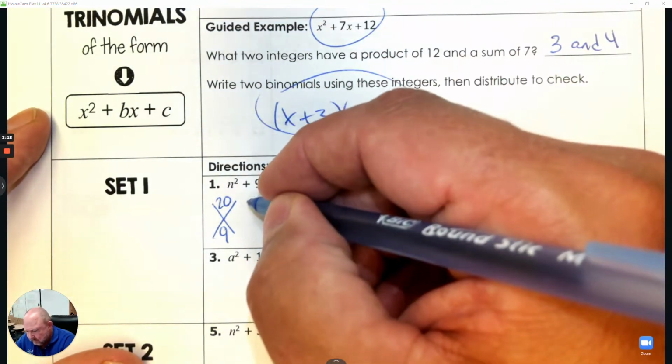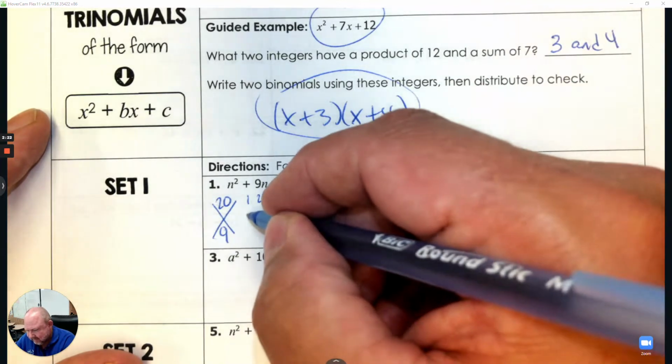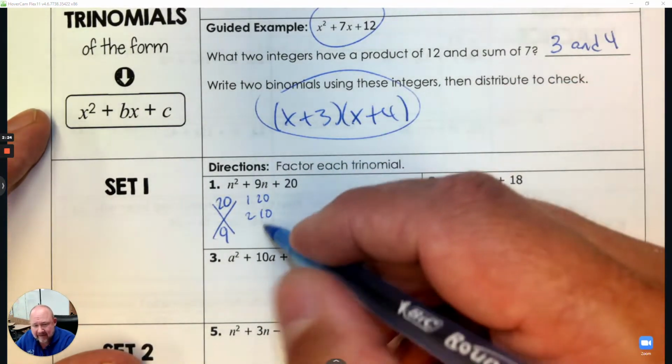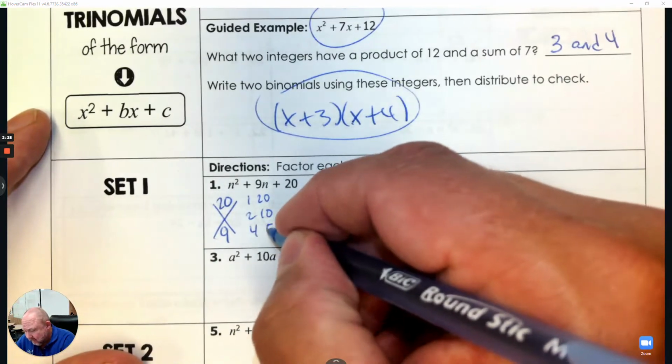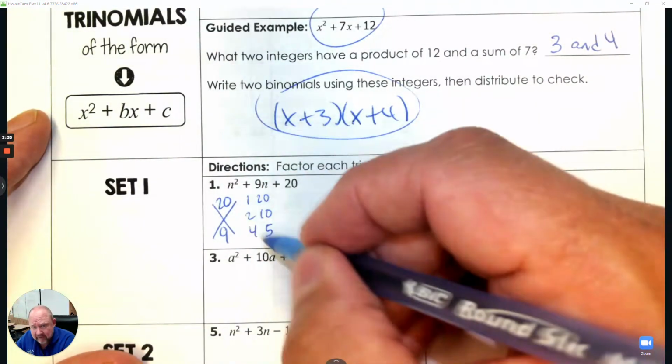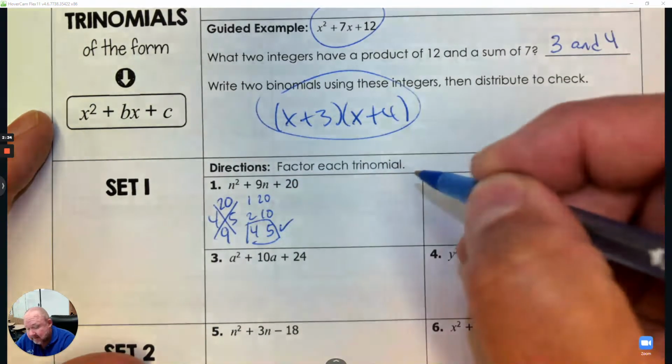For some of you, you might go, okay, 1 times 20. That doesn't work because it doesn't add to 9. 2 and 10. They multiply, but they don't add to 9. And then 4 and 5. They multiply to 20 and add to 9, so those two numbers work. That is a winner right there.